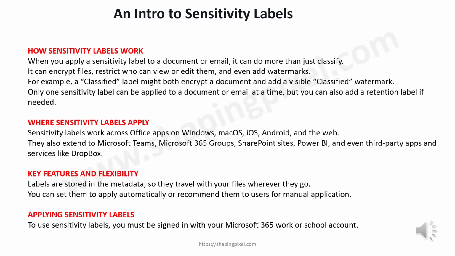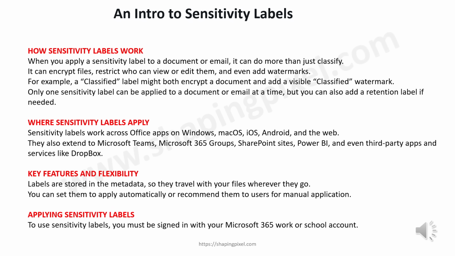Sensitivity labels work across Office apps on Windows, Mac OS, iOS, Android, and the web. They also extend to Microsoft Teams, Microsoft 365 groups, SharePoint sites, Power BI, and even third-party apps and services like Dropbox. Labels are stored in the metadata, so they travel with your files wherever they go. You can set them to apply automatically or recommend them to users for manual application.